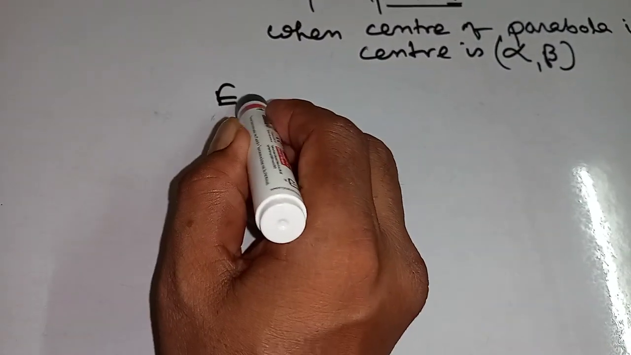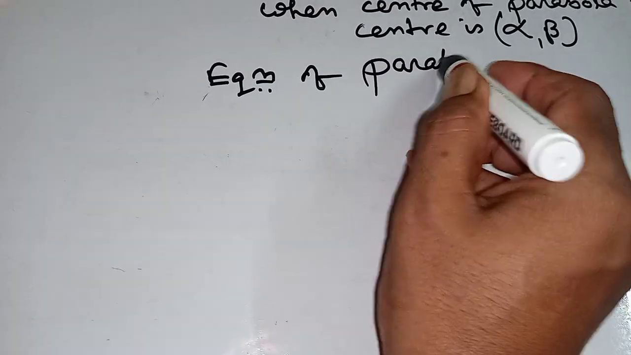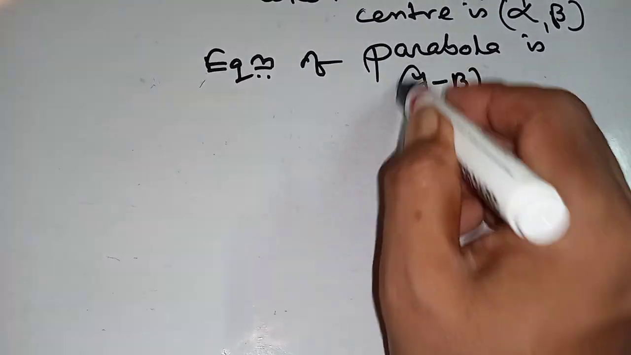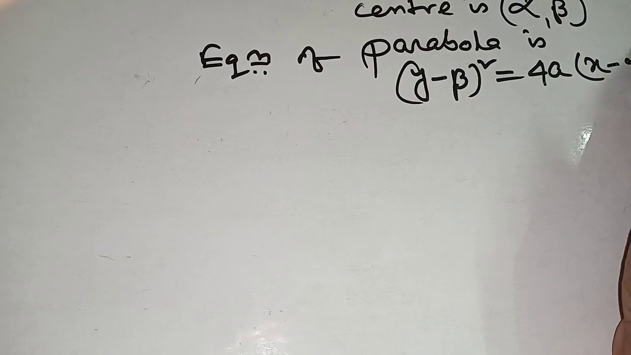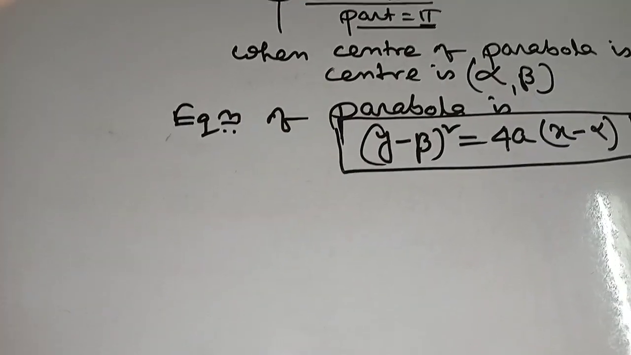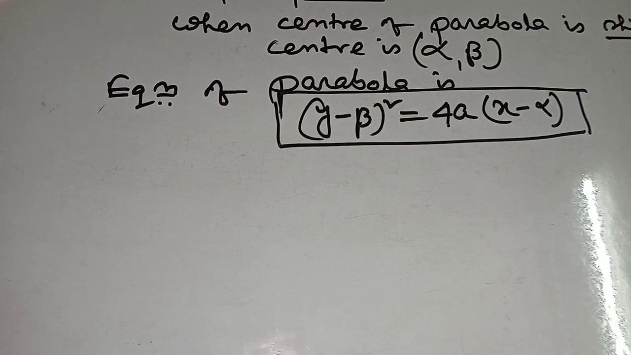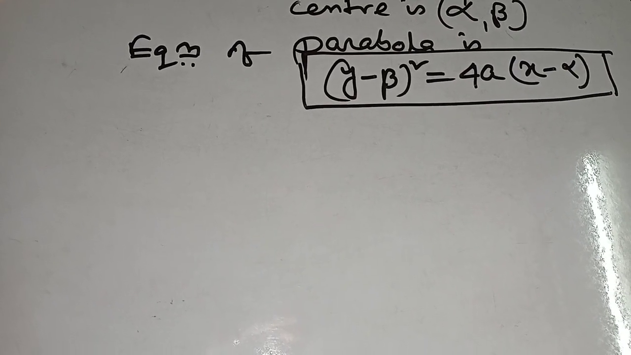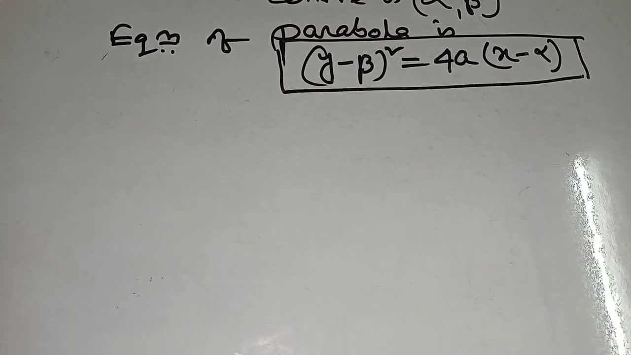Then the equation of the parabola is y minus beta whole square equal to 4a into x minus alpha. This is the standard equation of the parabola. That means when the center of the parabola is shifted, the center will be alpha, beta, the coordinate of the center, and the standard equation of the parabola will be y minus beta whole square equal to 4a into x minus alpha.